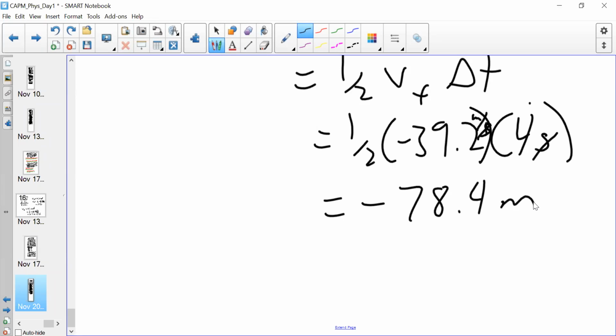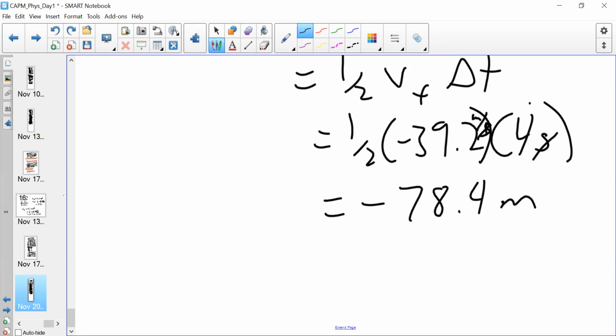All right, let's do, like they say, number 4. Or at least in my book, the next question. Suppose for the previous problem, you choose your coordinate system so that the opposite direction is positive, like when you throw something up into the air.